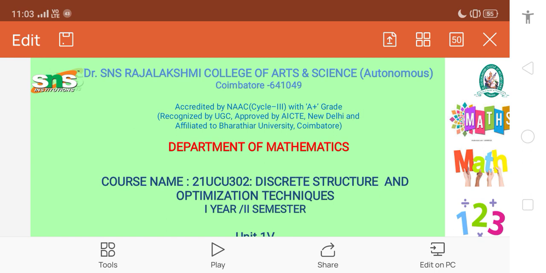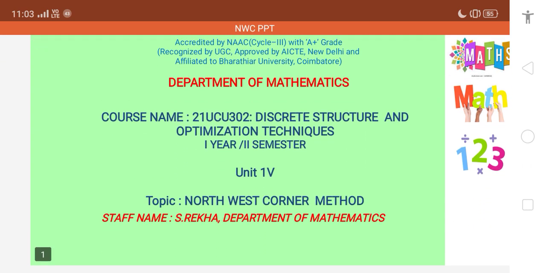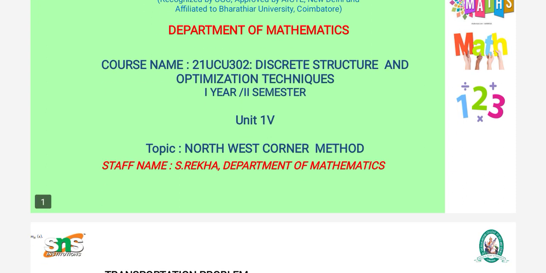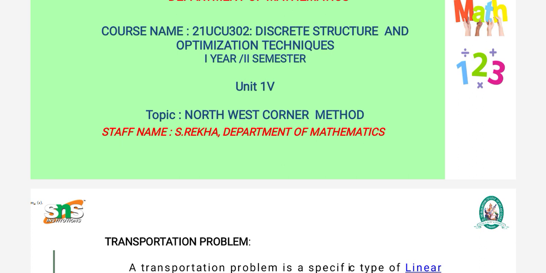So my course is nothing but Discrete Structures and Optimization Techniques. Under that course, in the previous class we discussed logical thinking, logical connectives, etc. And this class is about the northwest corner method. This northwest corner method is a specific method in the transportation problem.